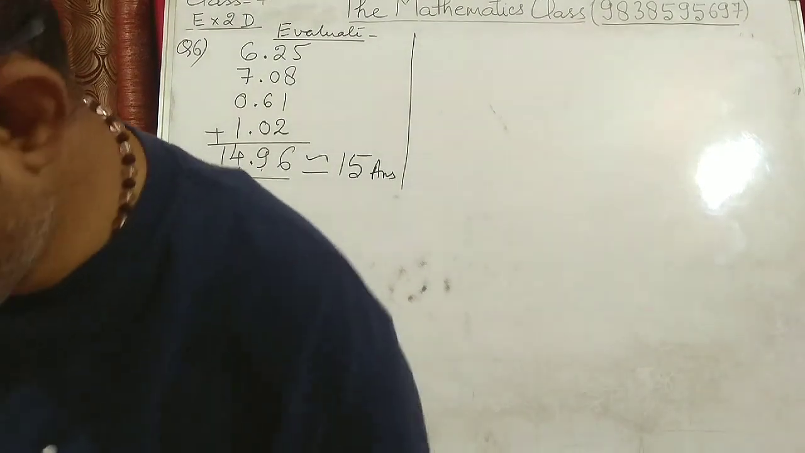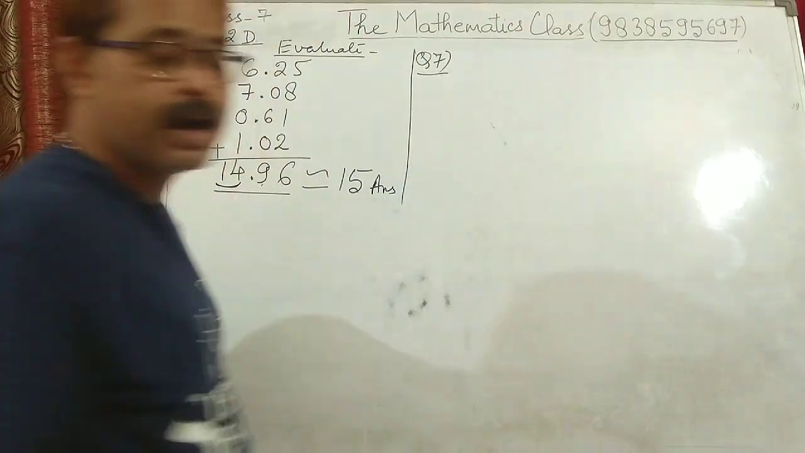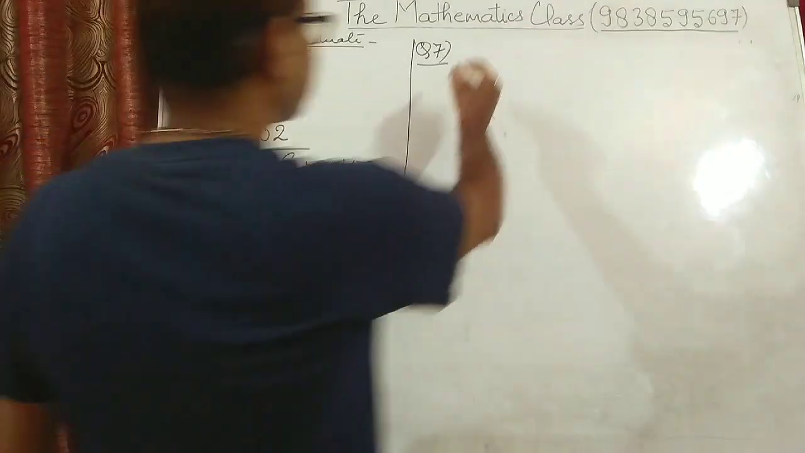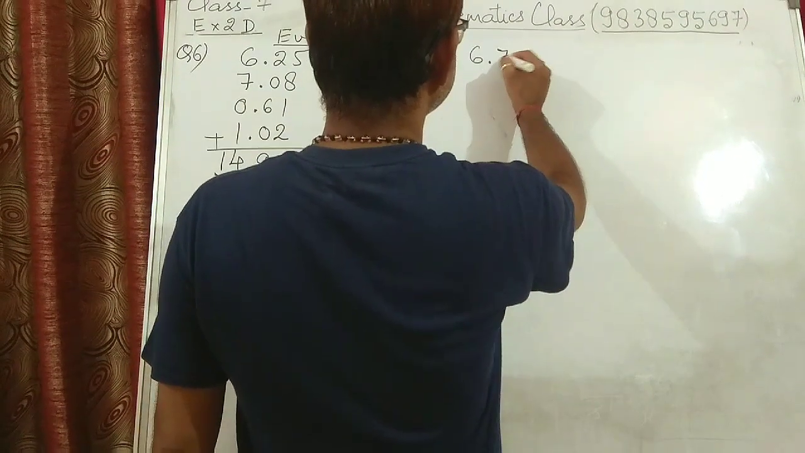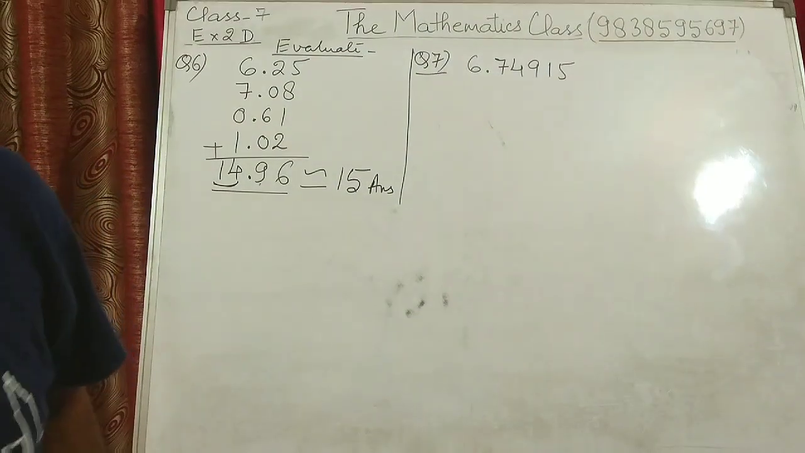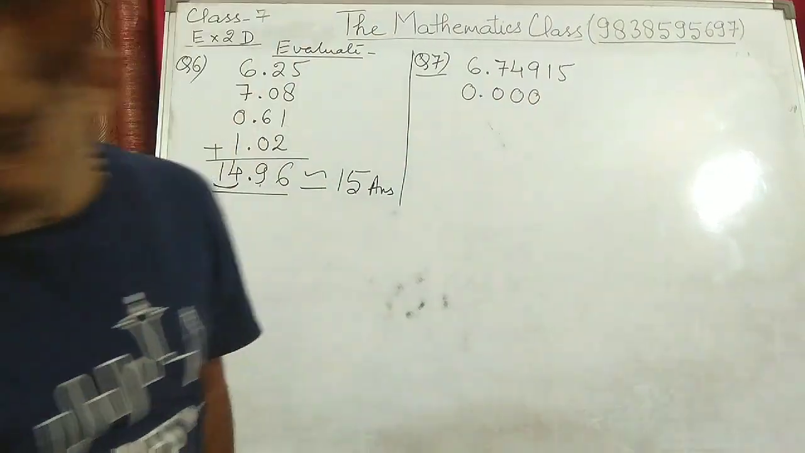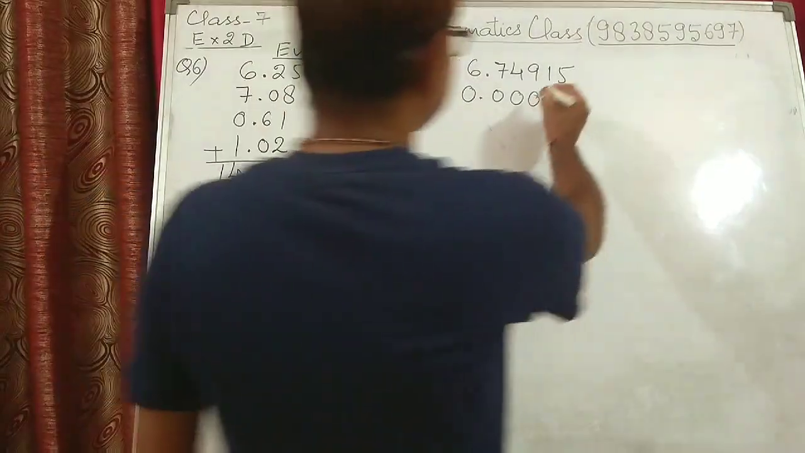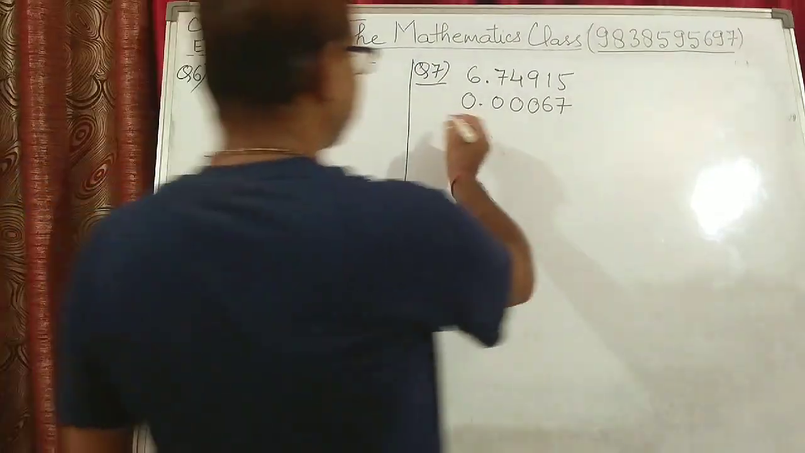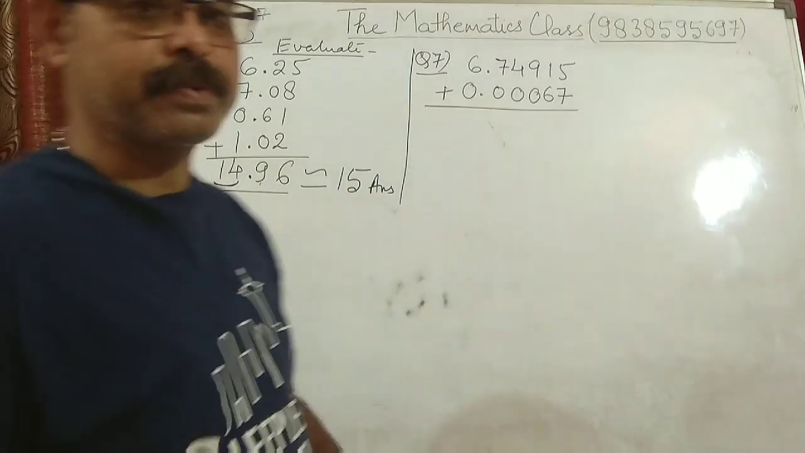Now we move on to question number 7. Question number 7 says again, evaluate up to 3 decimal places. So let me write 6.74915 plus 0.0003 6 7, and then minus. First we will add them. Whatever is the minus, that will be subtracted later from the sum.